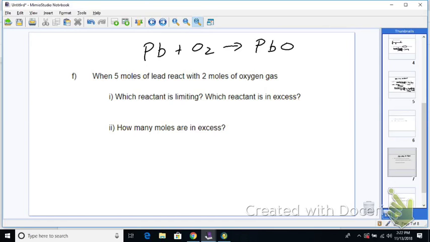So we have this. This is different than the previous problem. And what's different about it, they give us 2 amounts. So the question is, how am I going to determine how much is made? I'm going to have to determine a limiting, and I'm going to have to determine an excess. So when you balance this, you get a 2 and 2 to balance, so it's a 2-to-1 ratio up above. Now I've left you a lot of space down below your problem.